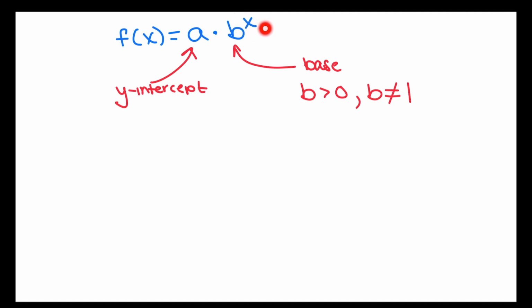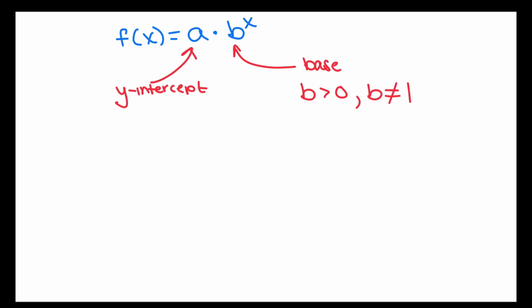So the important thing to notice here is when you have an exponential function, the variable, the x, is part of the exponent. This number that I'm calling b is called the base of our exponential function. It's always going to be a positive number, and it won't equal 1.